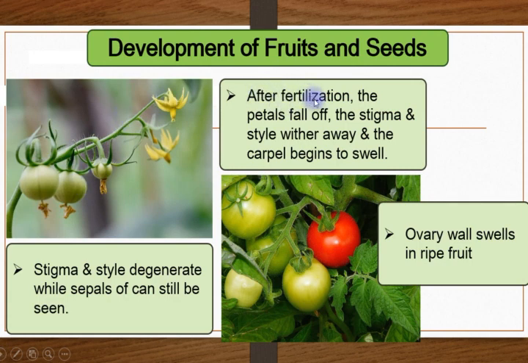After fertilization, the petals fall off. The stigma and the style wither away and slowly degenerate. The carpels begin to swell; the ovary begins to swell. The ovary wall swells in the ripe fruit. Here, the stigma and style have degenerated, while the sepals can still be seen. This is the sepal, and this is the stigma and style that have already degenerated. That is what occurs after fertilization.